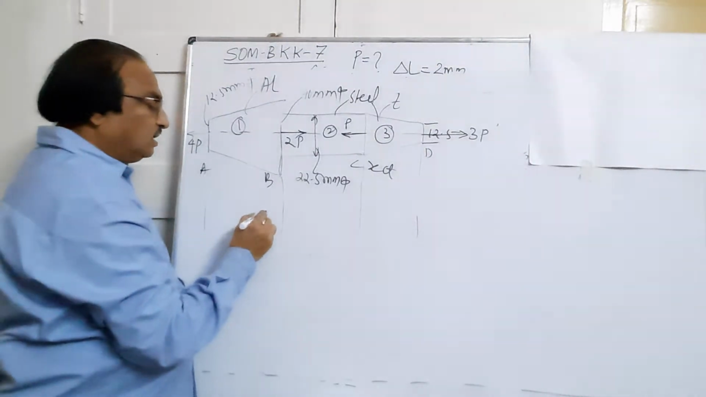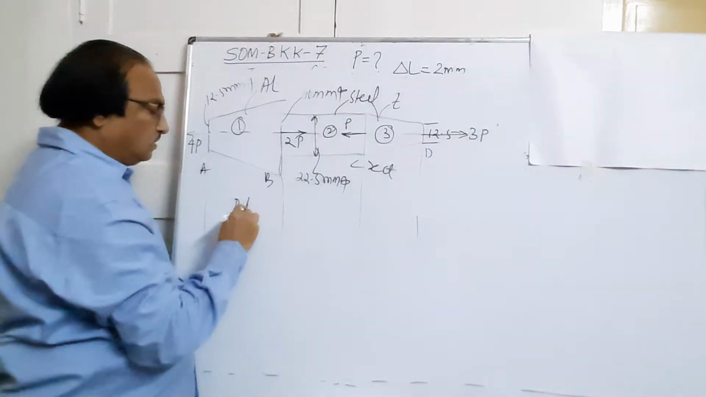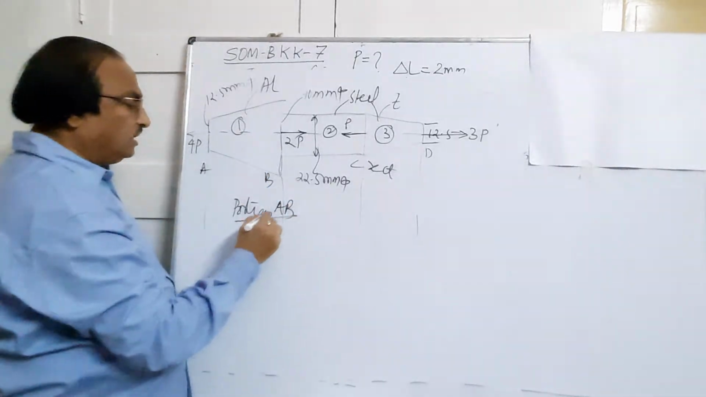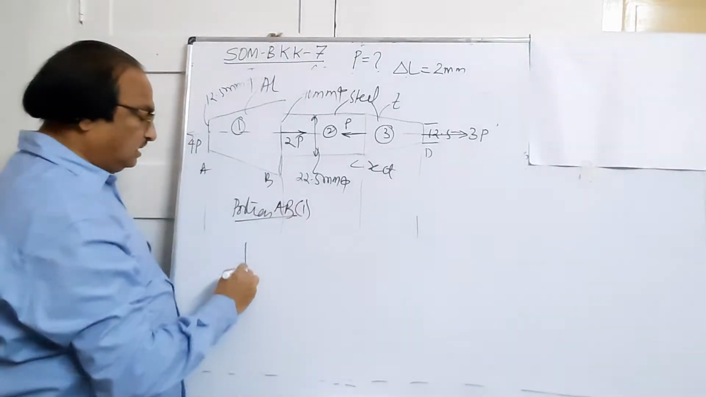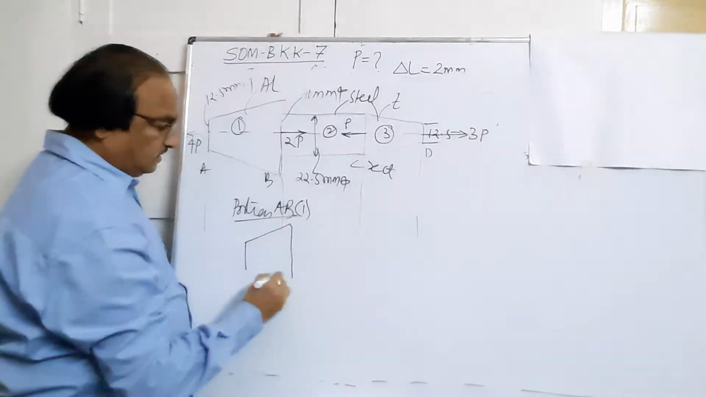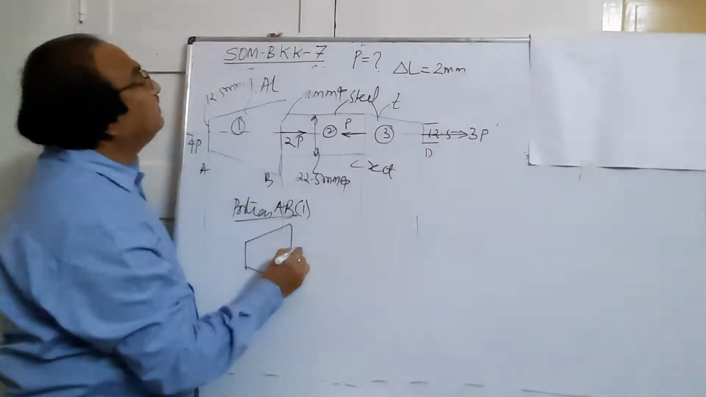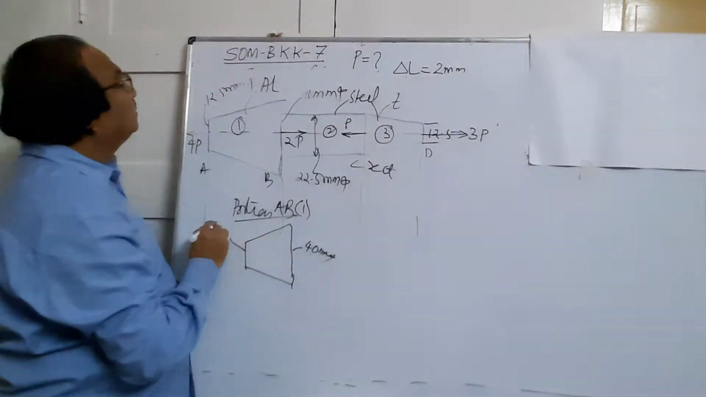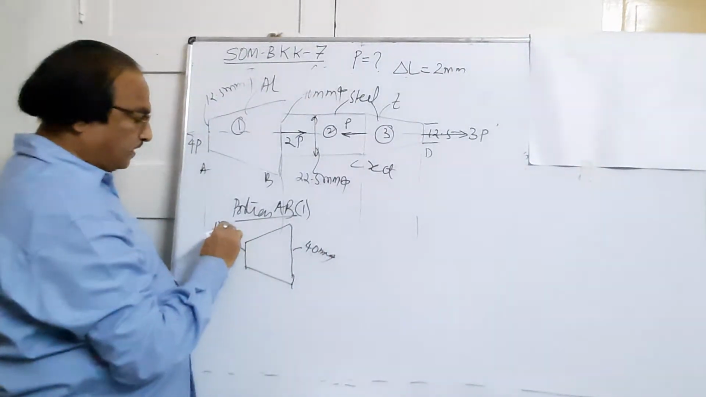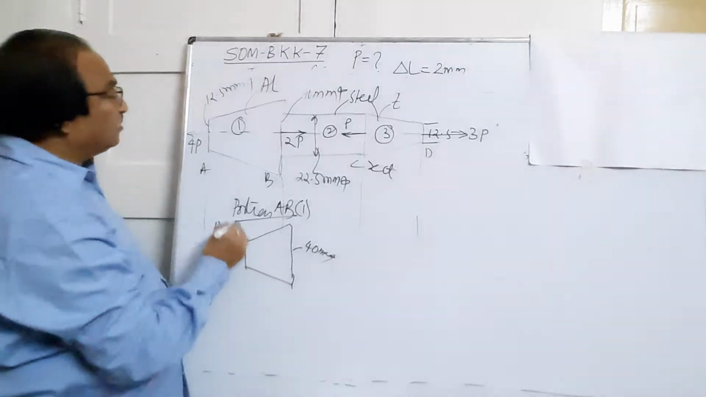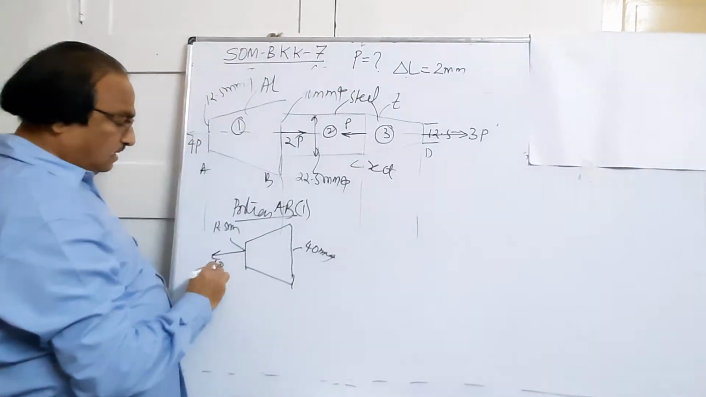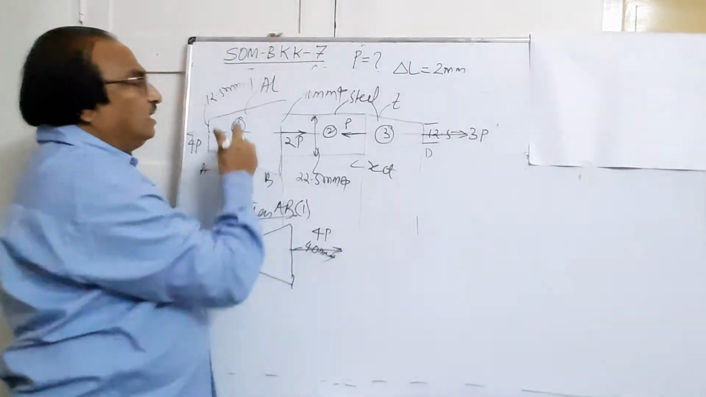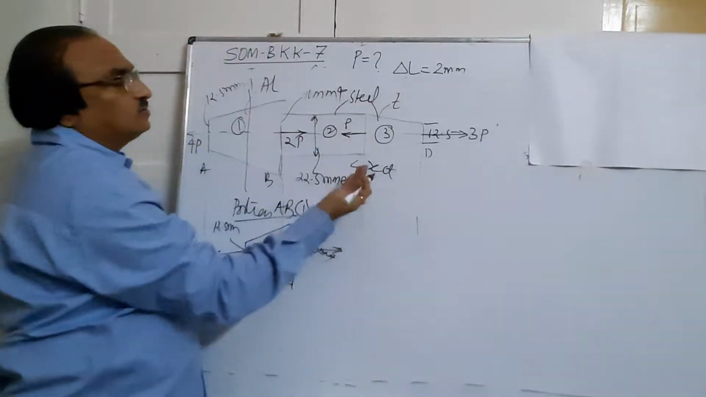So for portion AB, or 1, it is tapering like this. This diameter is 40 mm and this diameter is 12.5 mm. It is subjected to a force of 4P. Definitely here also the force will be 4P. Here if I cut it, 4P means this will be 4P.